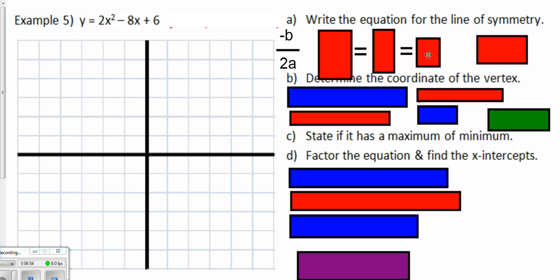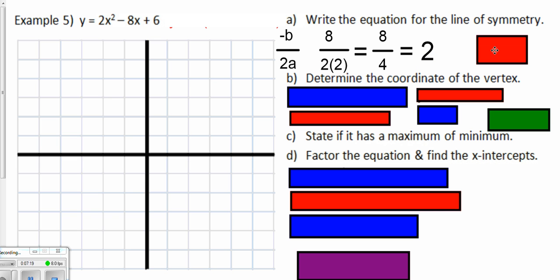Part A, write the equation for the line of symmetry. Remember, that's -b over 2a. B in this case is -8, so -b is going to be +8. A in this case is 2, so 2 times 2 is what's on bottom. Simplifying 2 times 2, we'd get 4, so we have 8 over 4, and 8 over 4 is, of course, +2. So our line of symmetry is going to be x equals 2.